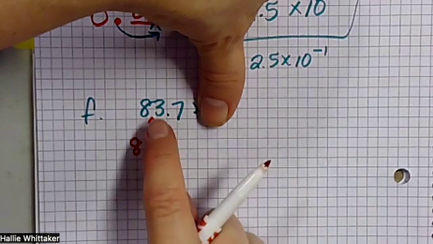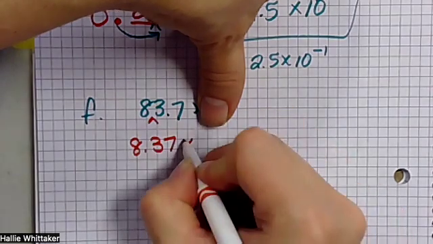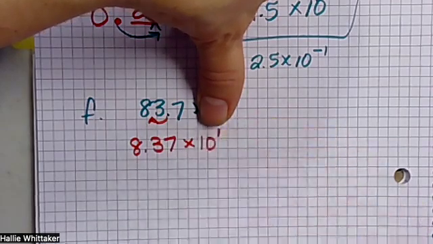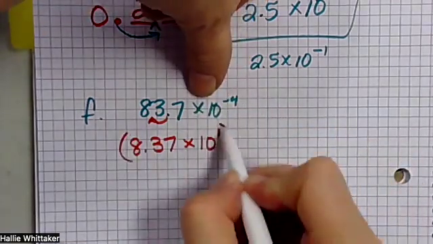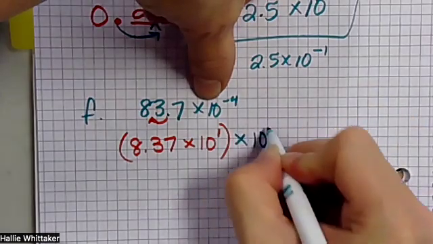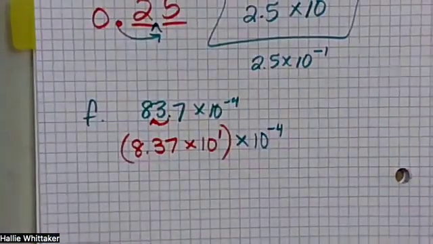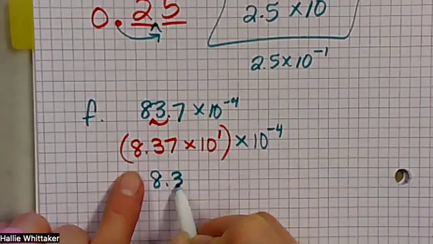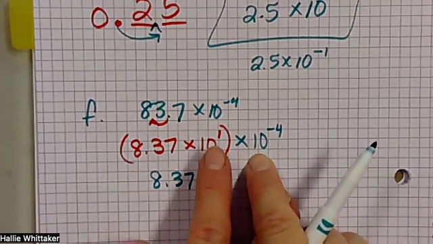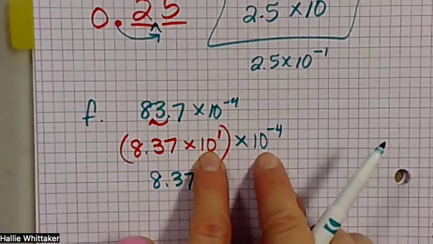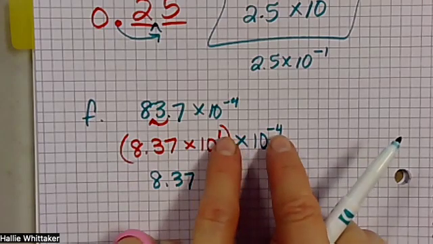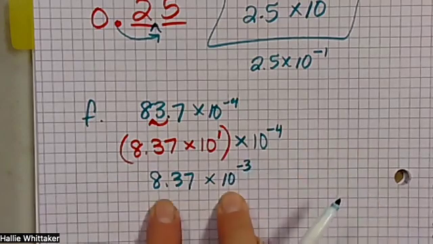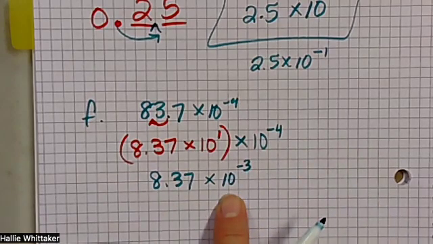Okay. Now, 83 is bigger than 0, so we're going to write that as 10 to the, wait, how many spaces did I move it? 1. So 10 to the 1. Now, bring down the rest of it, times 10 to the negative 4. And you'll see why we did that little review or practice at the beginning. Keep your 8.37 and now focus on these. What is 10 to the first times 10 to the negative 4? We are multiplying, so we add the exponents. So if you said times 10 to the negative 3, you are correct. Good. This is one place it comes in handy.